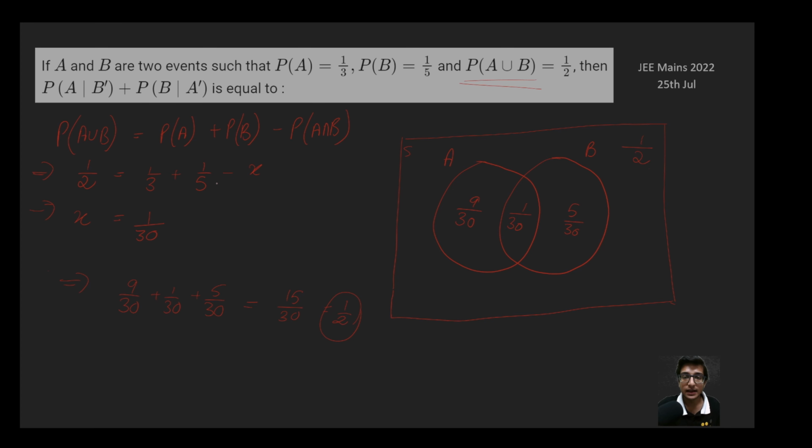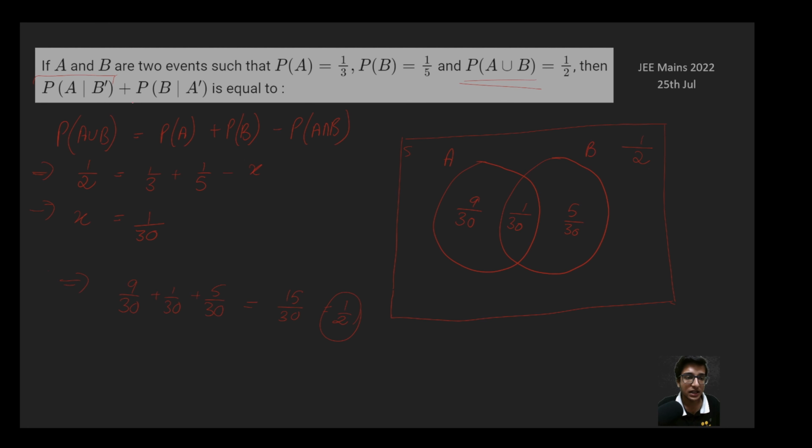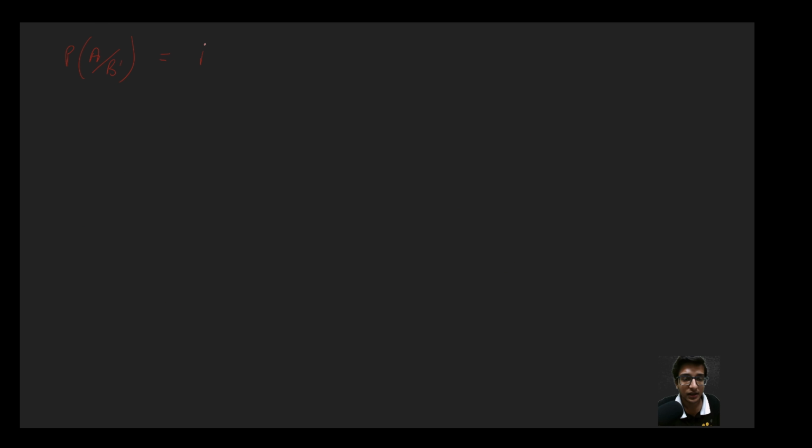So I hope you are understanding this part. Now let us find out whatever has been asked to us in the question. Let us do these terms one by one. They've asked us to find out P(A) given that B dash has occurred. So this can be written as P(A intersection B dash) upon P(B dash). So let us find out these values.